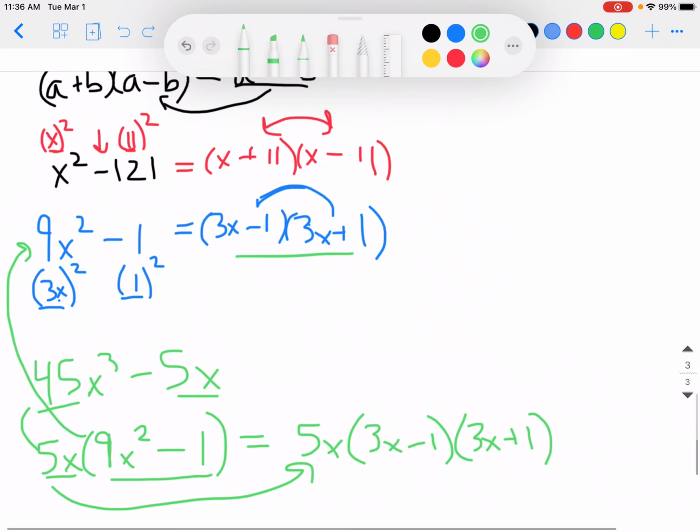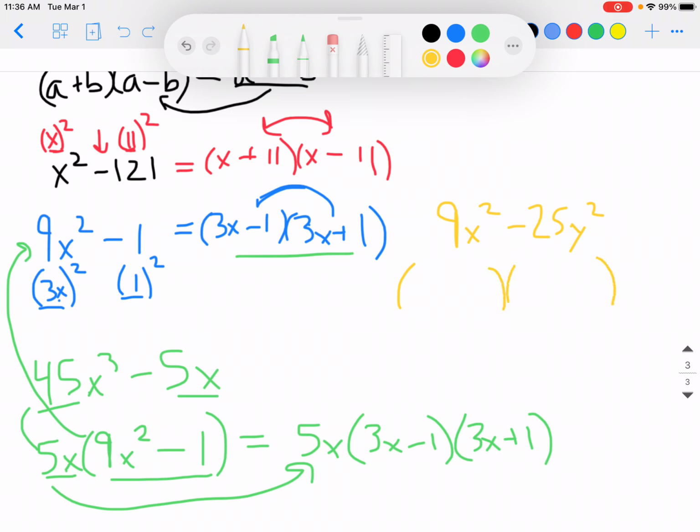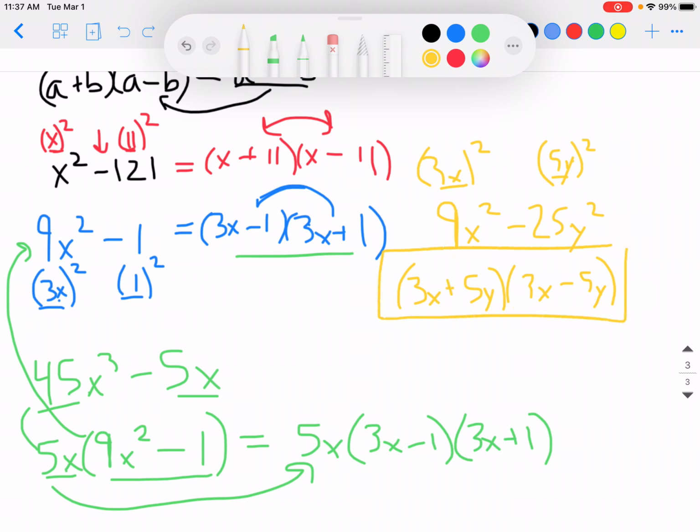One final look just to kind of cover all our bases. Let's say we have 9x squared minus, let's go 25y squared. We can even have a variable on the right-hand side or on both sides. It doesn't matter. Same idea is going to apply though, because this is still 3x squared, and this is 5y squared. So I take these pieces, I put them in there. 3x, 5y, 3x, 5y, and make sure I have differing signs between them, and I'm good to go.